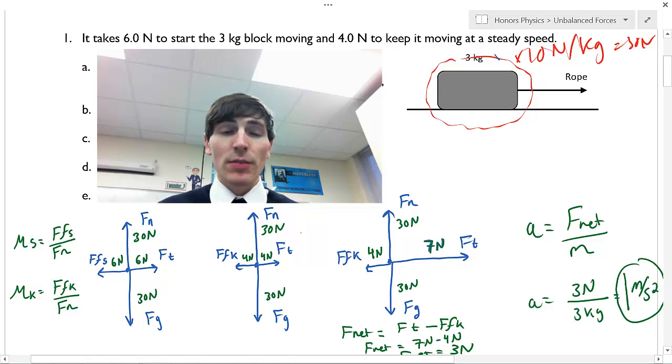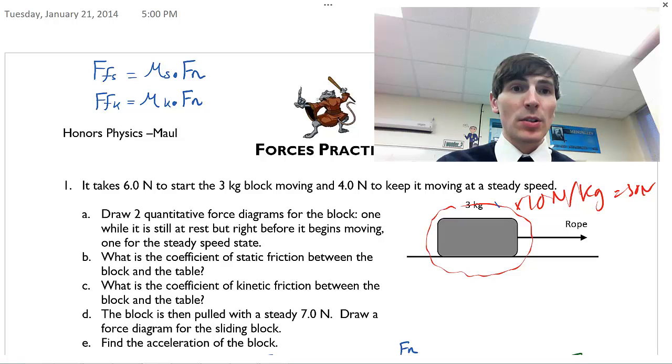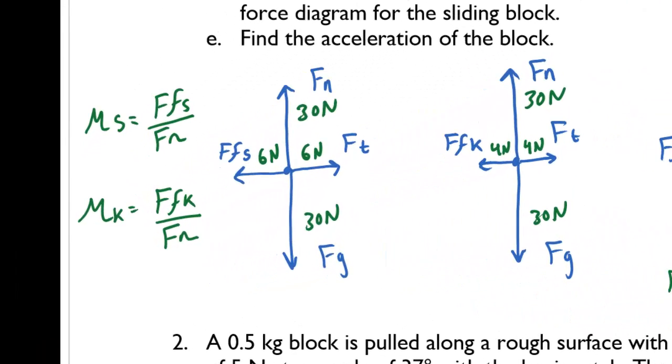Looking at part B, it says what is the coefficient of static friction between the block and the table? To find the coefficient of friction is really easy. If we look at our original equation and rearrange it to solve for our coefficient, I've rewritten it here. All we have to do is divide out our numbers. I want to solve for the coefficient of friction, so I'm just going to plug in those values that we found. It's really as simple as plugging in 6 newtons divided by my 30 newtons.